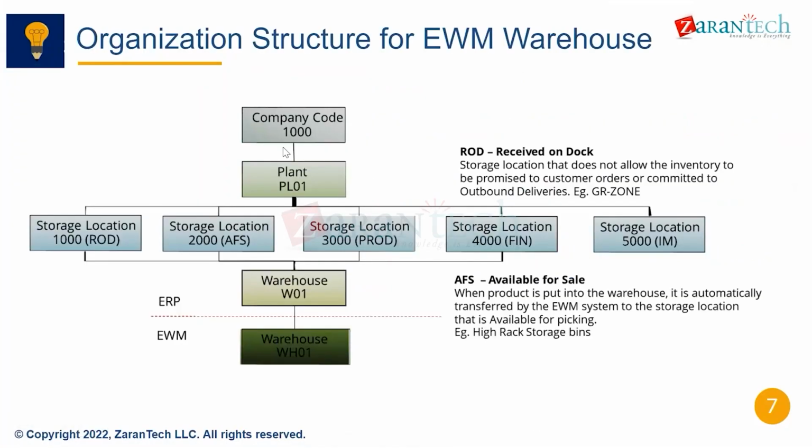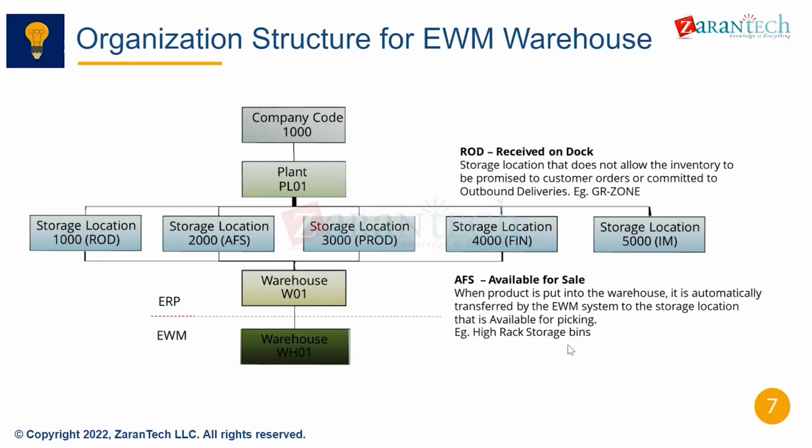Now, as I was explaining, you'll have a company code, then a plant, then a storage location, such as AFS, available for sale, and then the storage location for production. In a plant you'll have different storage locations for different processes, right? You'll have a storage location for finance and a storage location for IM managed stock. So you can have different storage locations assigned to the warehouse, and then that will come into the EWM system. These are some storage locations you can see.